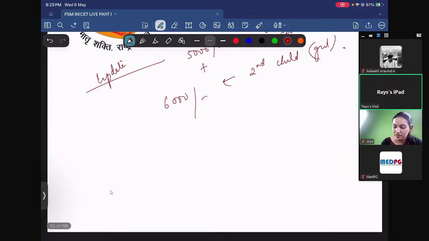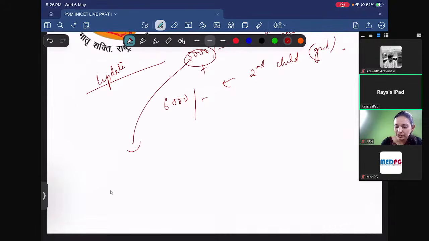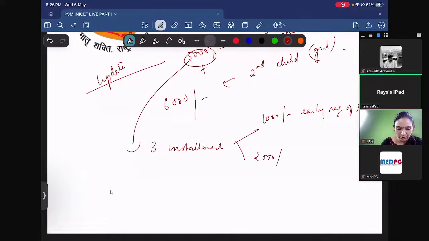And how was this? The 5,000 that we mentioned is given in 3 installments. First installment, she gets 1,000 rupees for early registration of pregnancy. So once she registers a pregnancy, she gets 1,000 rupees. Then 2,000 is given around the 6th month of pregnancy if she has done at least one ANC checkup. Now she's left with 2,000, right? It should be 5,000 in total. The last 2,000 she gets once the childbirth is registered.